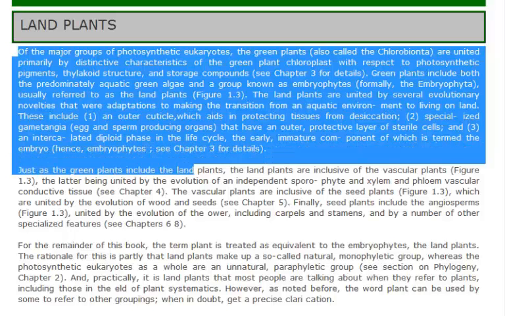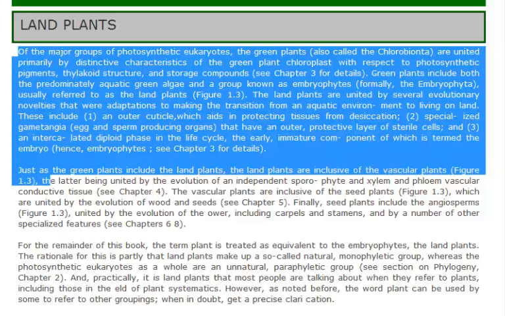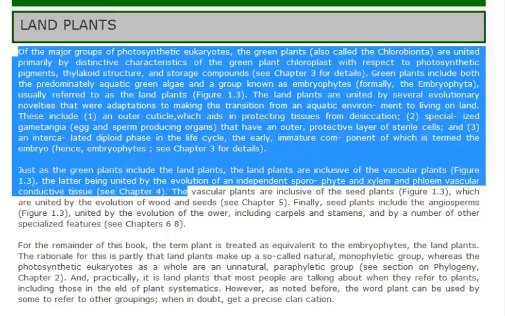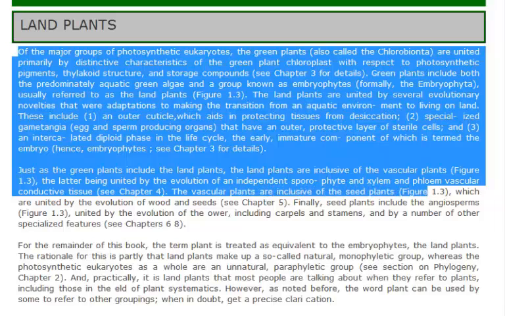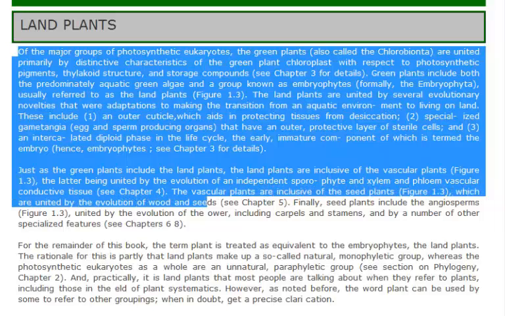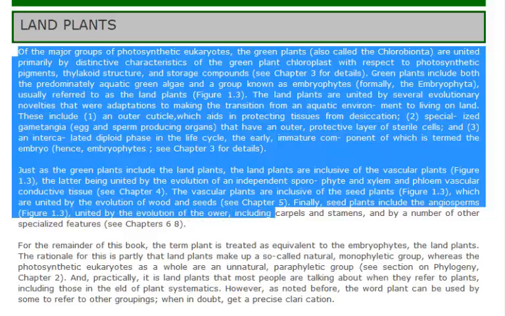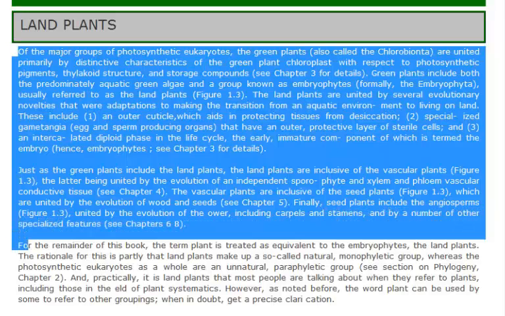Just as the green plants include the land plants, the land plants include the vascular plants, the latter being united by the evolution of an independent sporophyte and xylem and phloem vascular conductive tissues. The vascular plants include the seed plants, which are united by the evolution of wood and seeds. Finally, seed plants include the angiosperms, united by the evolution of the flower, including the carpels and the stamens, and a number of other specialized features.